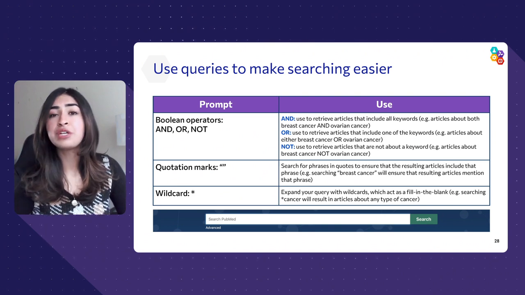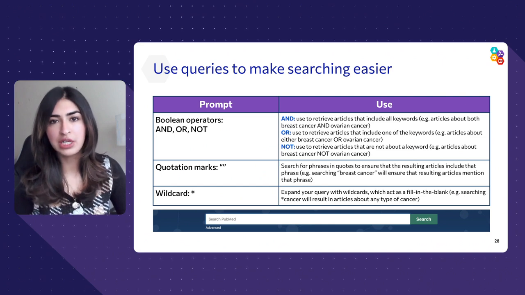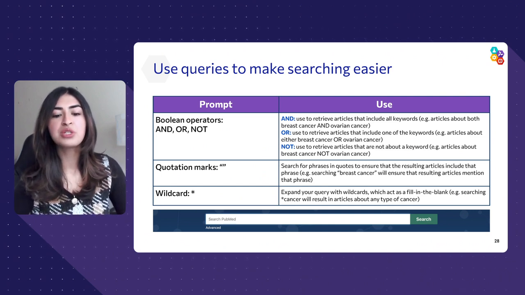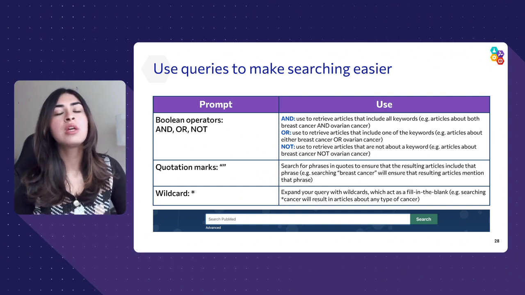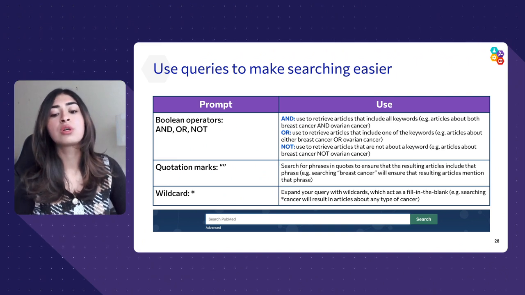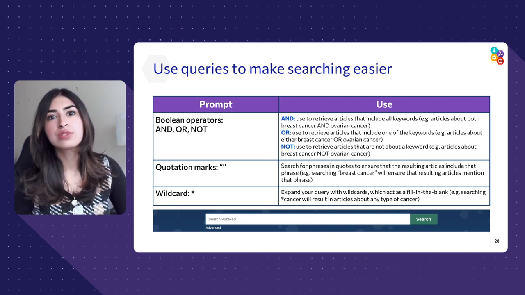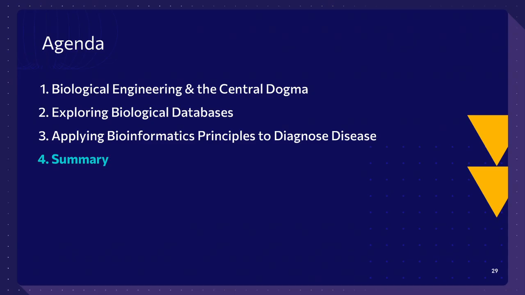You can also use quotation marks in order to make sure that the articles include the catchphrase, the keyword that you're trying to include. If you really, really wanted to search for breast cancer, you want to make sure that your paper for sure has those words in it. Make sure to include breast cancer in quotes. And then you can use the wildcard, the asterisk, to act as a fill in the blank. So searching asterisk cancer will result in articles that are about any kind of cancer: breast cancer, ovarian cancer, liver cancer, prostate cancer, etc. So now we're going to go over a quick summary of what we learned and how that information allows us to treat patients with these genetic diseases.